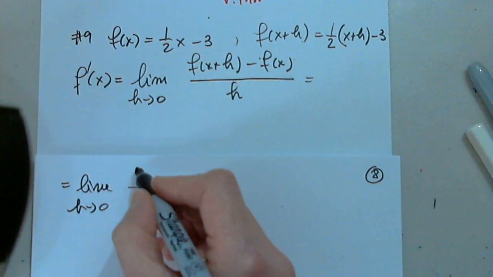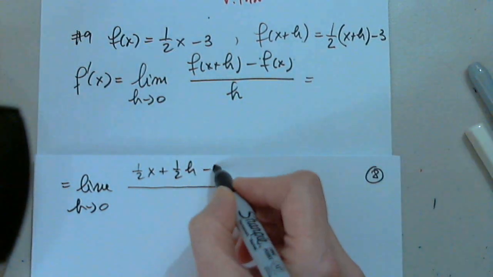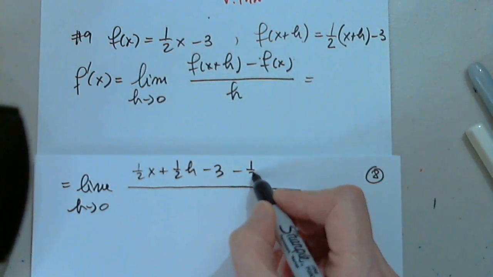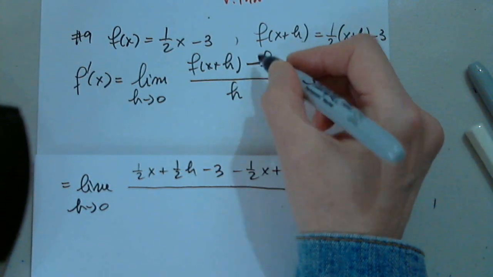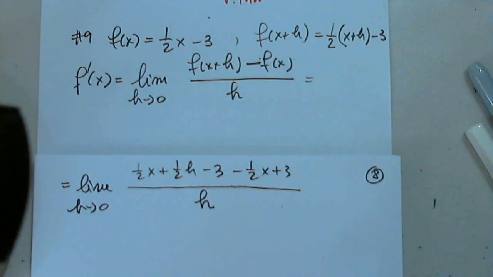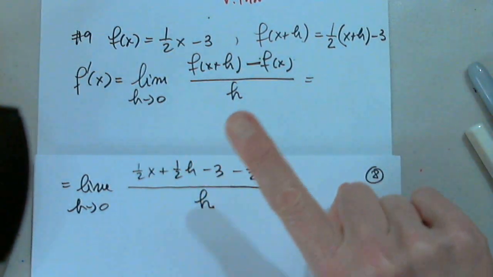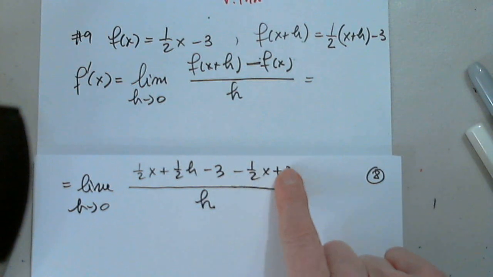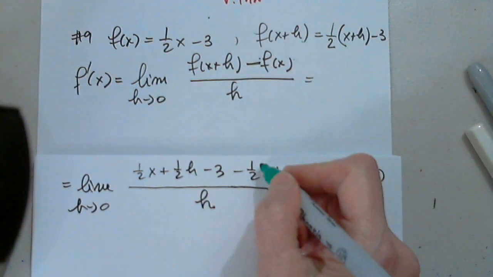Limit. So I replace 1/2 x plus 1/2 h. I distributed minus 3 minus 1/2 x and plus 3. Remember, we have to distribute the negative sign, divided by h. Now remember, we discussed this. What has to happen here? First step: all terms without h must go away from the top. We discussed that two weeks ago.